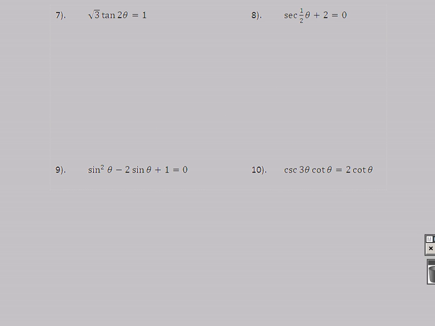Alright, on to the big ones in solving these trig equations. Tangent of 2 theta needs to stay where it is. It needs to stay together. So we'll say tangent of 2 theta equals, if I divide both sides by root 3, I get 1 over root 3. That's the same as saying square root of 3 over 3.